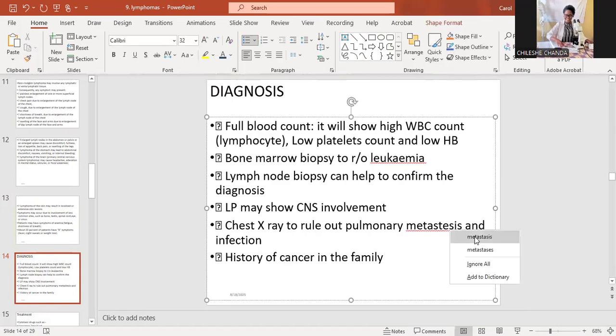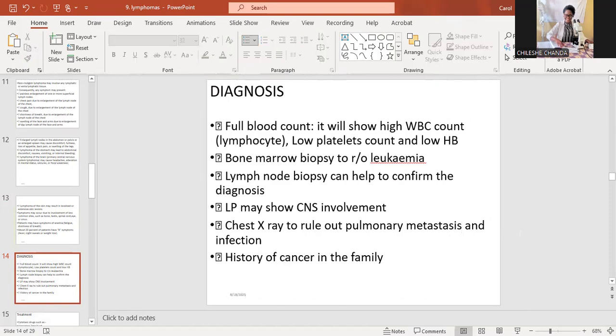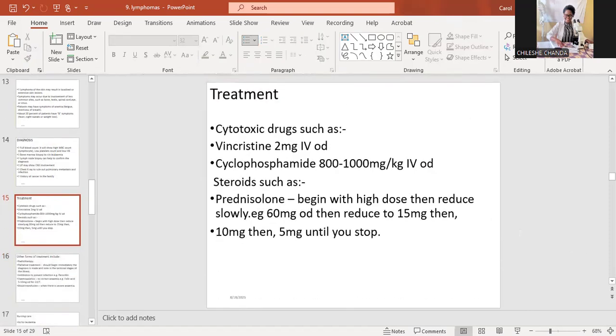Okay, and you get the history obviously from the patient, and they may tell you that maybe someone in their family has had lymphoma before. So how do you help the patient? You give cytotoxic drugs such as vincristine 2 milligrams IV OD. You can give cyclophosphamide 800 to 1,000 milligrams per kg body weight IV OD.